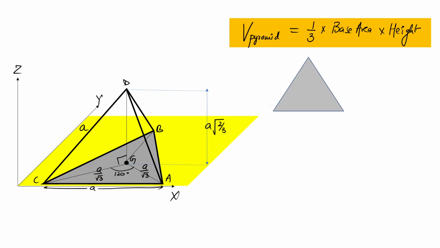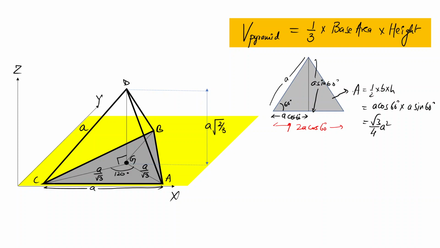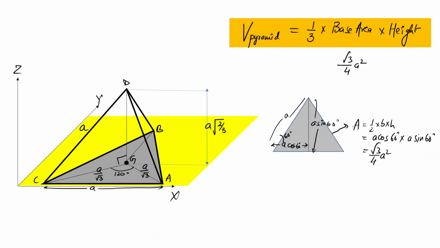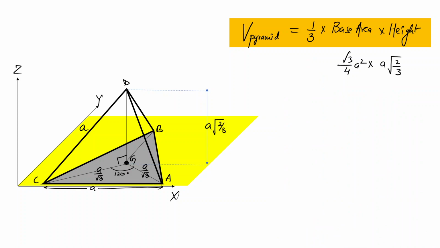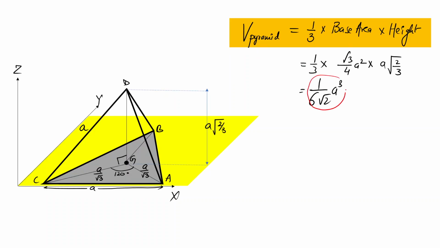Okay, so let's think about the base area. The base is an equilateral triangle, and you have this 60 degrees. So you will have this length as A cos 60 degrees, and the length of the median will be A sin 60 degrees. So you can do area half into base into height. So base is basically 2a cos 60 degrees, right? So you can just simply multiply a cos 60 and a sin 60, and then you will get the area of the base. We have got the base area now. What we need to do next, we have already figured out the height, which is a root 2 by 3, and then multiply by 1 by 3. And this will give us the volume of the regular tetrahedron. This expression is not a very nice expression, a cubed over 6 root 2, but yeah.